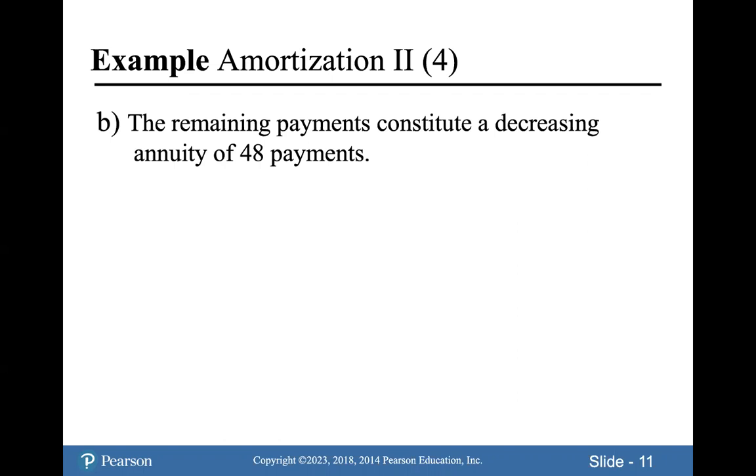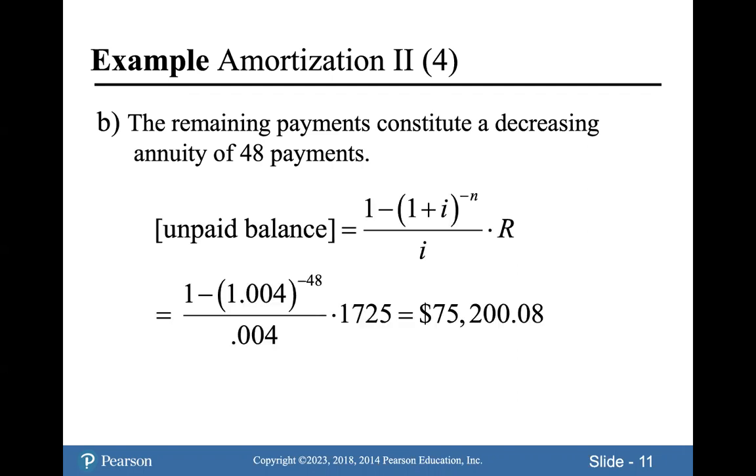For letter B, the remaining payments constitute a decreasing annuity of 48 payments. So the unpaid balance, using this same formula, would be found as 1 minus 1.004 to the power negative 48 divided by 0.004 times 1,725, which is $75,200.08.